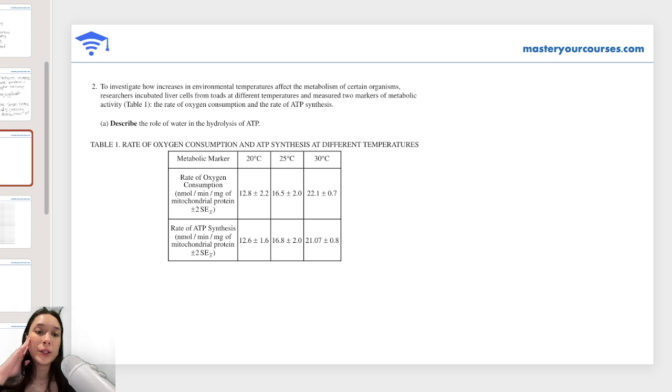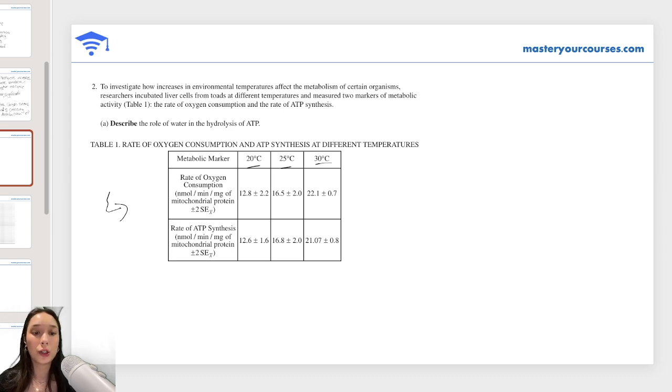Now to get into number 2, this one says, to investigate how increases in environmental temperatures affect the metabolism of certain organisms, researchers incubated liver cells from toads at different temperatures and measured 2 markers of metabolic activity seen in Table 1: rate of oxygen consumption and rate of ATP synthesis. Here's your table. You've got your 2 metabolic markers, and then you have them at different temperatures: 20, 25, and 30 degrees Celsius.